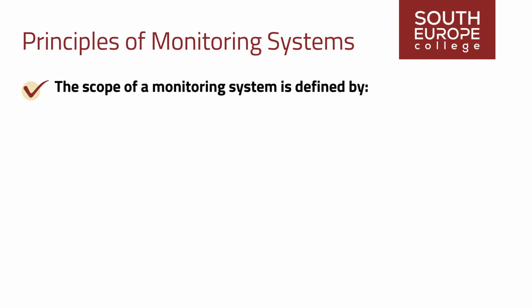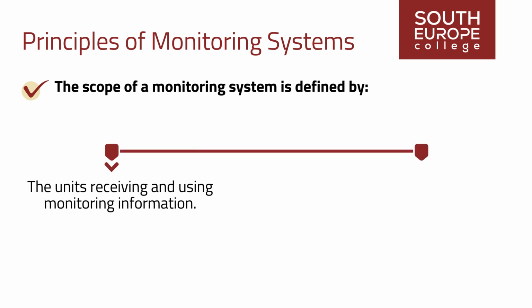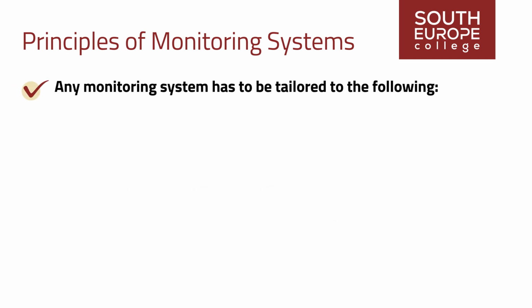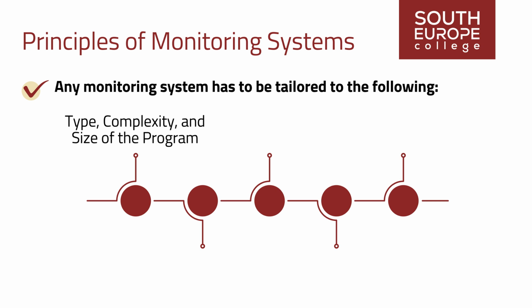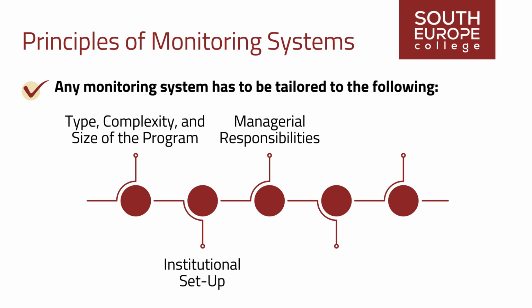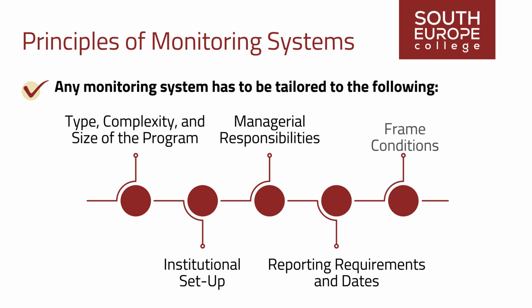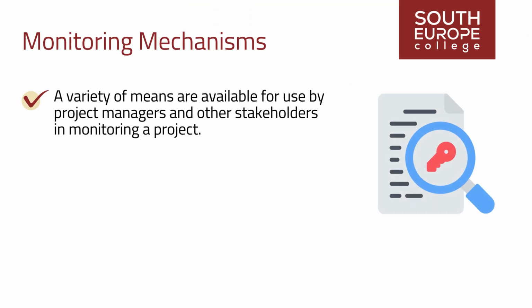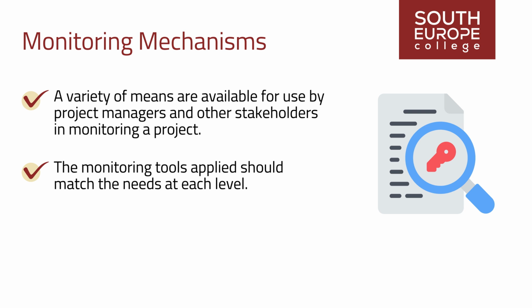The scope of a monitoring system is defined by the units receiving and using monitoring information, and the type of information provided. Any monitoring system has to be tailored to the following: type, complexity, and size of the program, institutional setup, managerial responsibilities, reporting requirements and dates, frame conditions. Monitoring systems must consider existing rules and procedures for data collection and reporting. A variety of means are available for use by project managers and other stakeholders in monitoring a project. The monitoring tools applied should match the needs at each level.